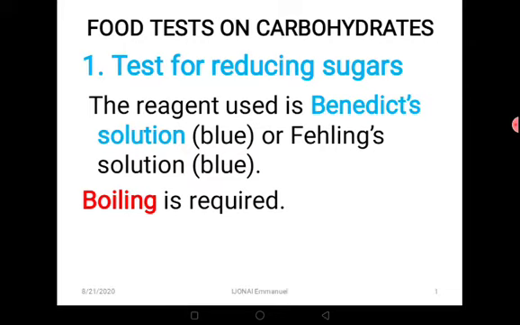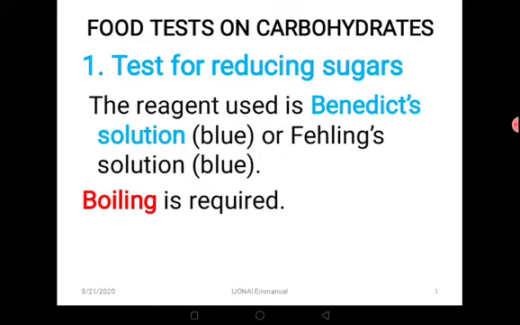The reagent for testing reducing sugars is Benedict's solution. That word Benedict starts with a capital letter because it's the name of the person. It's a noun. So Benedict's solution, and the color of that reagent is blue. Or we can use Fehling's solution or Fehling's reagent, which is also blue in color. The condition for this reaction is boiling. We should boil so that the reaction can proceed and we see the changes.